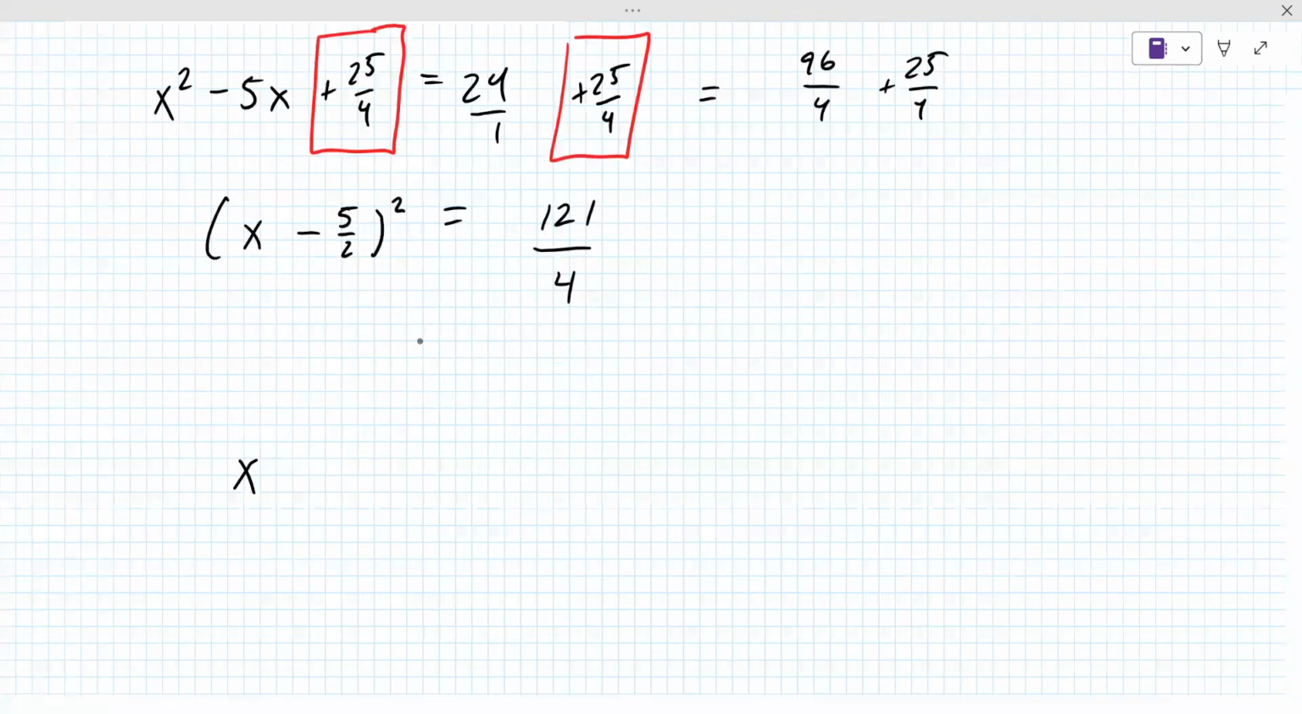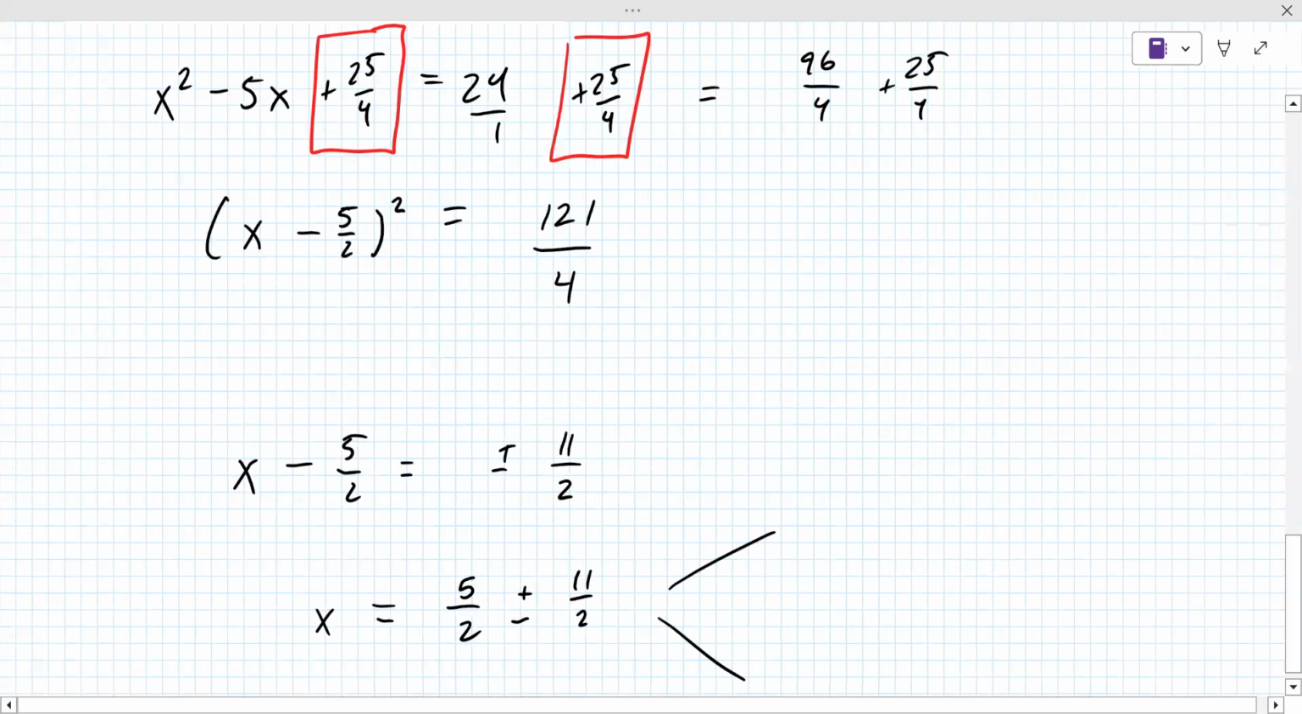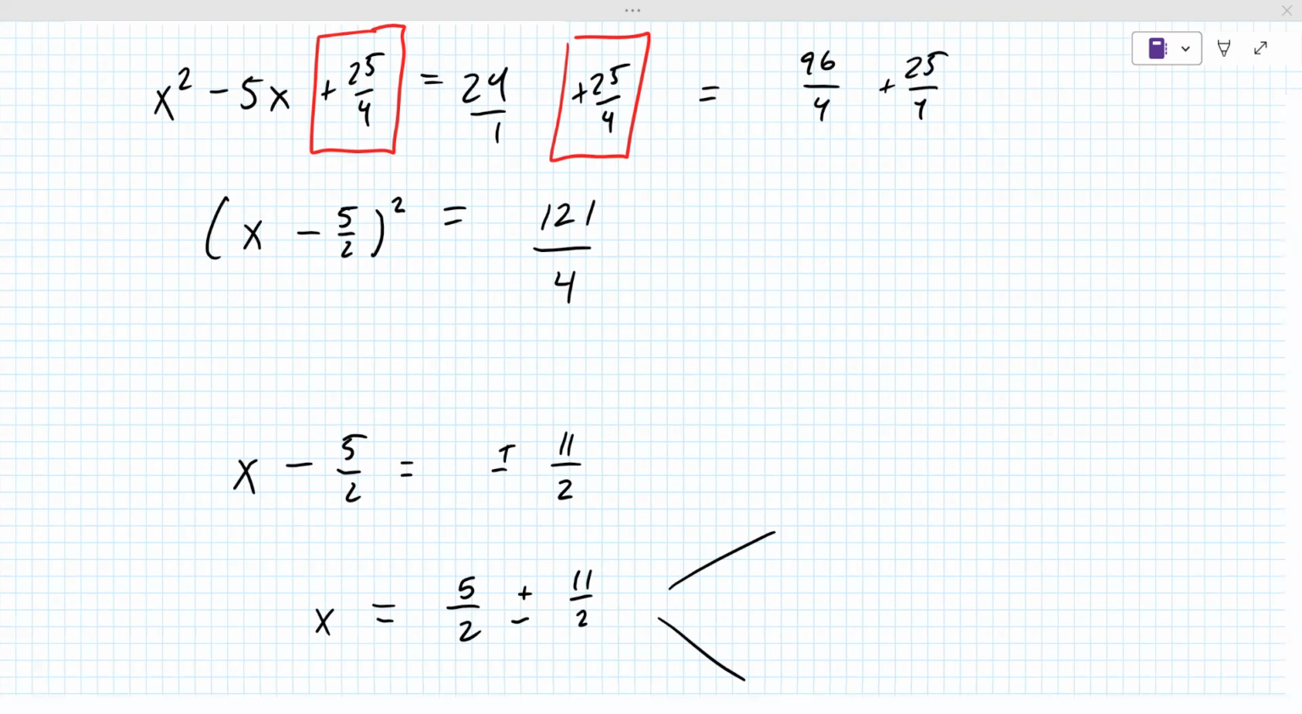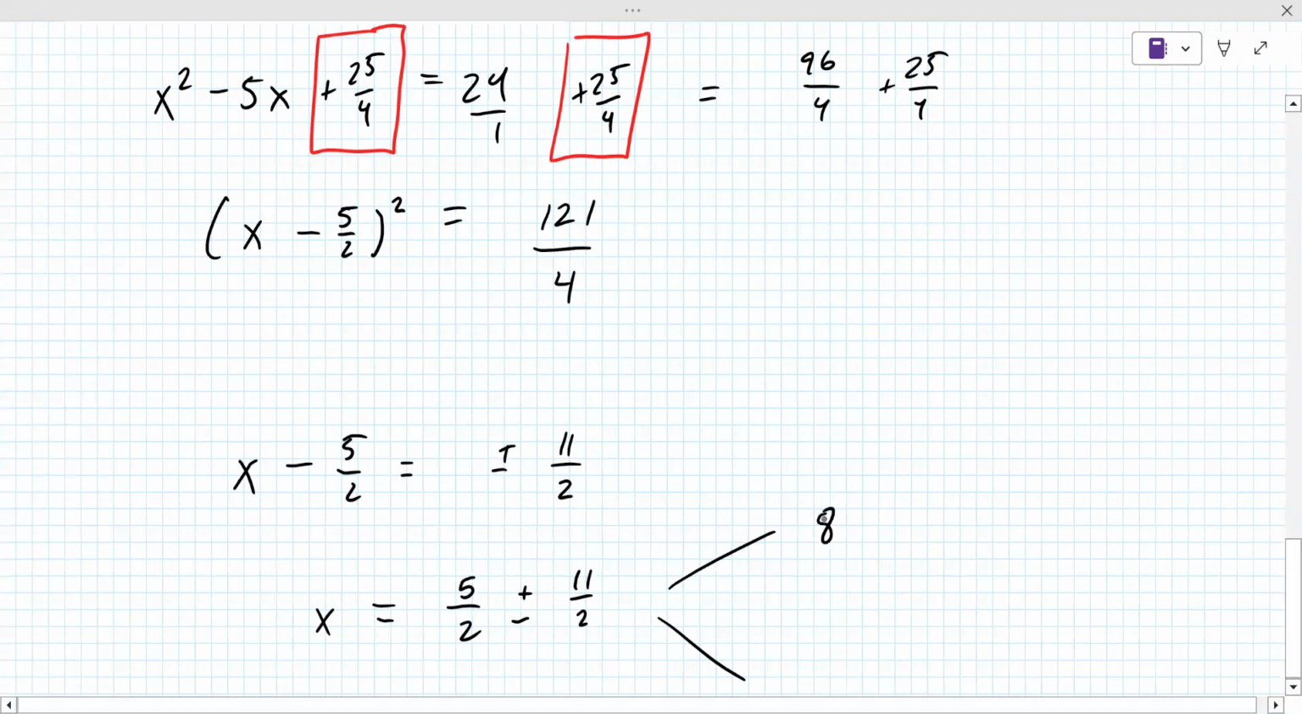So it's x minus 5 halves equals plus or minus 11 over 2. Add 5 halves to both sides. Could you give me the 2 answers for this, please? So I got 16 halves or 8 and -6 halves or -3. Good. So sometimes it works out nicely, but it won't always.